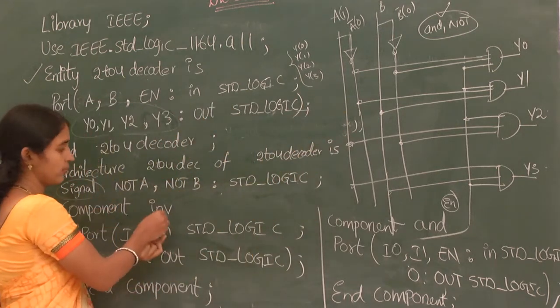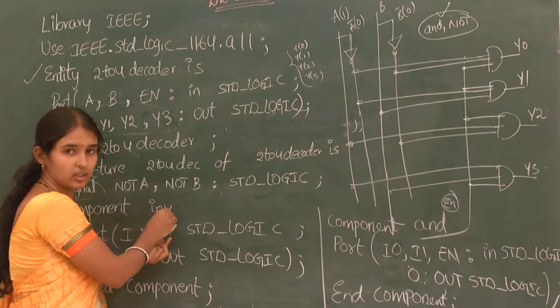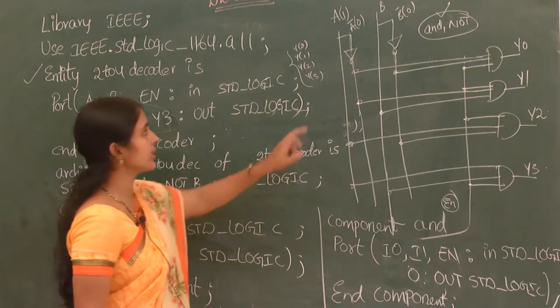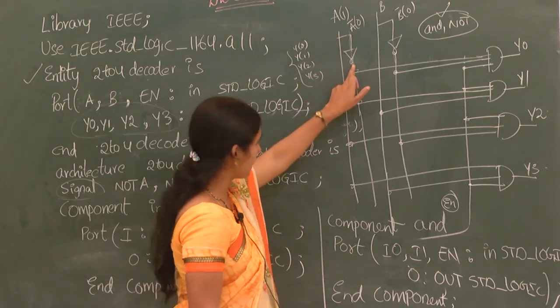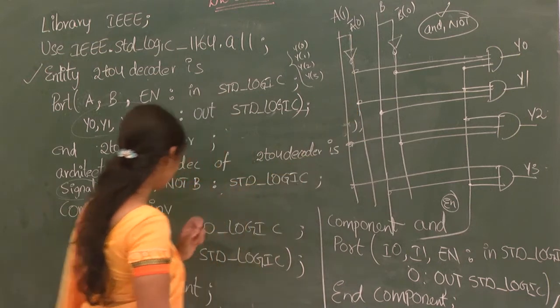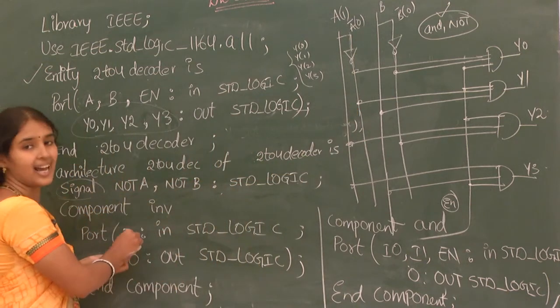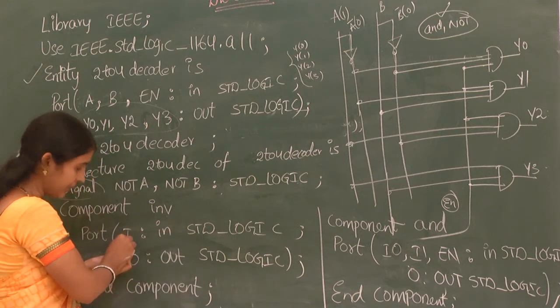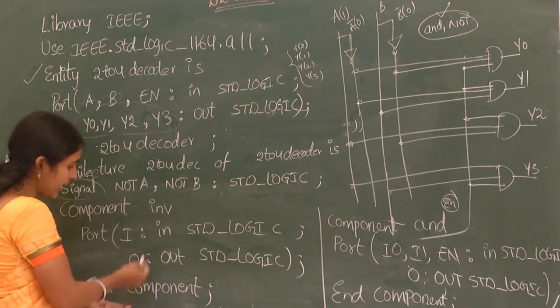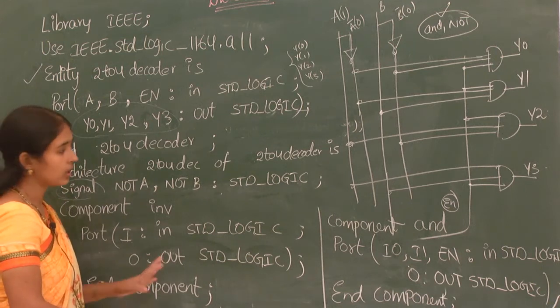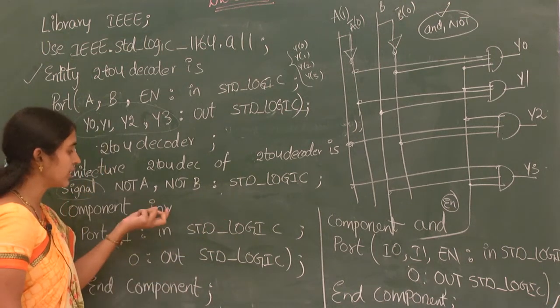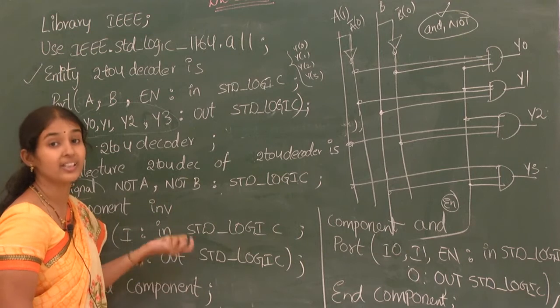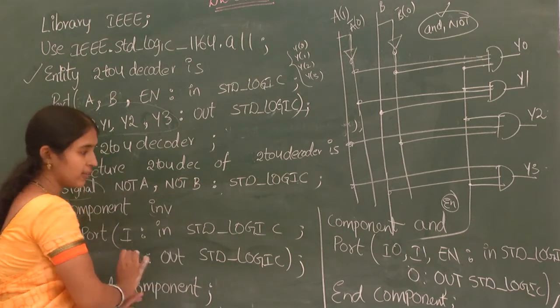First I mention a component inverter. Inverter takes one input and provides one output. So I take I as my signal; it is taking one input I and providing one output O, end component. That means in an inverter, how many pins will it have? It takes one input and one output.